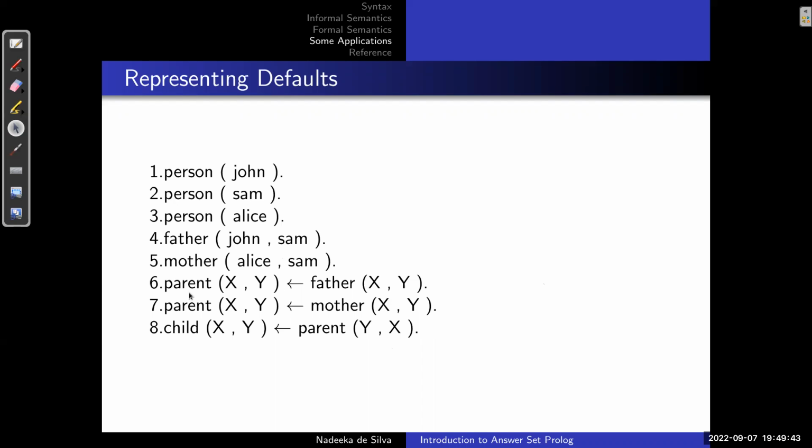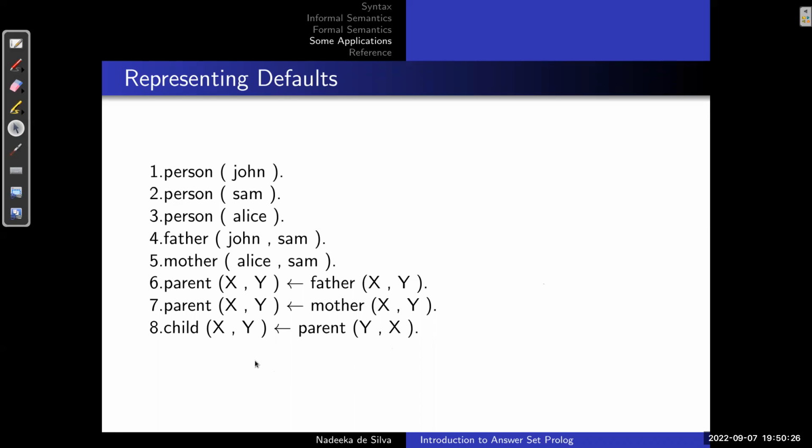Okay, then we can derive new rules. Parent is a new predicate: X is a parent of Y if X is a father of Y, and X is a parent of Y if X is the mother of Y. Also X is the child of Y if Y is the parent of X. So if I have these rules, my program can answer queries. If I ask whether John is the father of Sam, it will answer yes. Also, if I ask whether John is a parent of Sam, it will answer yes.